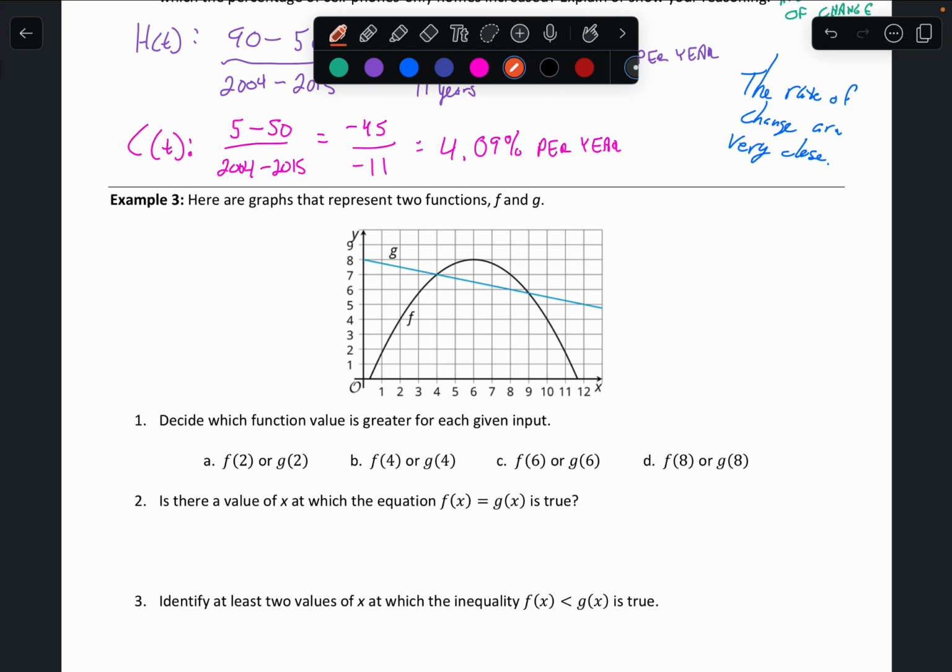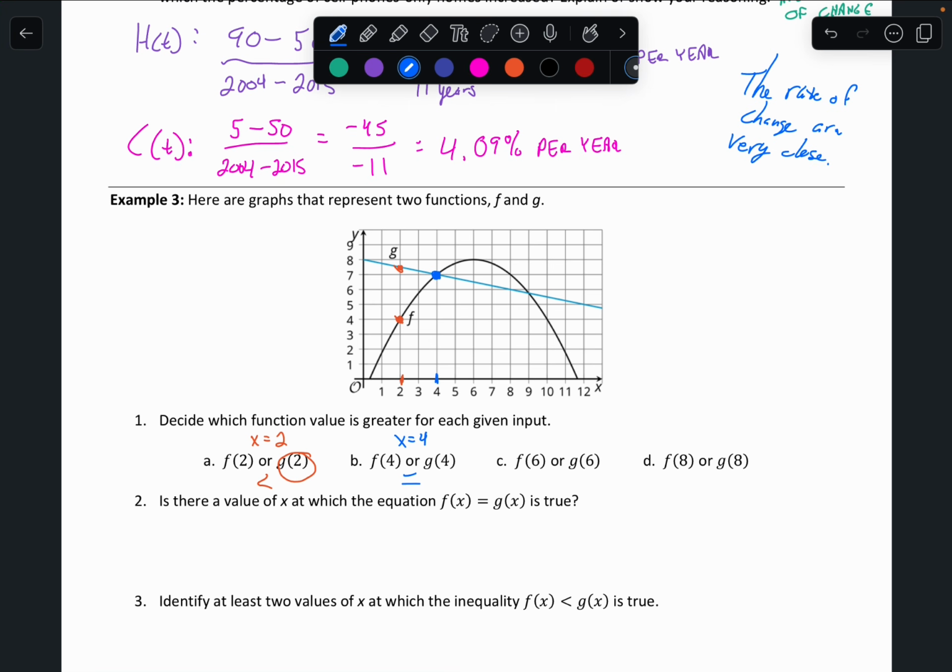All right, so the first one says f of 2 or g of 2. That's saying we're plugging in 2 for x, and we see that f is less than g there. So which function value is bigger? G is bigger. Okay. So next up, x is 4. If we look at where x is 4 and compare, notice that they're equal. Those are the same outputs. Both of them are 7. So those are equal. Neither is greater than the other.